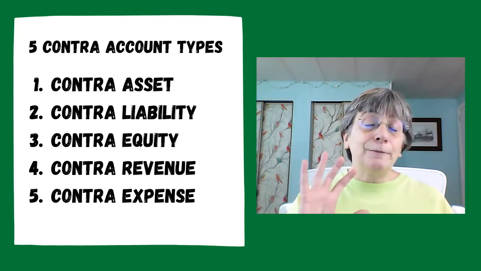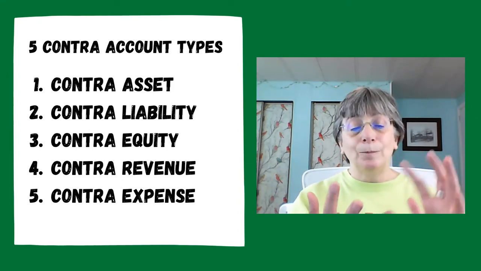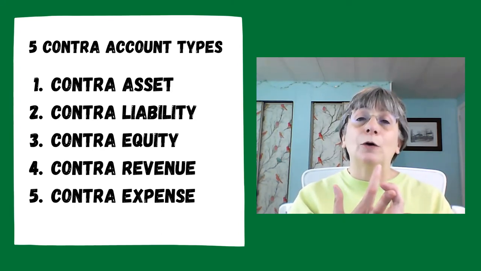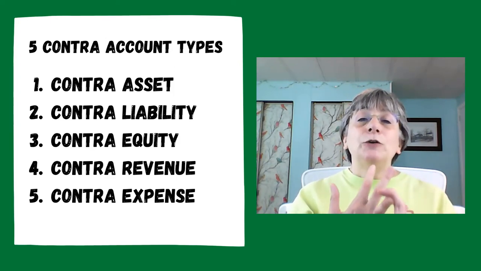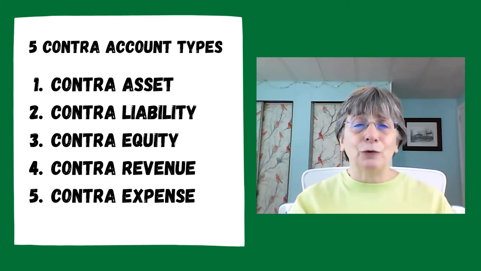So we have 5 major types of accounts in accounting. We have assets, liabilities, equity or capital, revenue, and expenses. Well, we can have contra accounts for any of those. So we can have a contra asset like allowance for bad debts. We can have a contra liability. We can have a contra equity account like withdrawals. We saw that in the first few chapters of our Accounting 1 journey. We can have a contra revenue account like sales discounts, and we can have a contra expense account. Now, you don't see contra expense accounts very often, but you can certainly have them under certain circumstances.